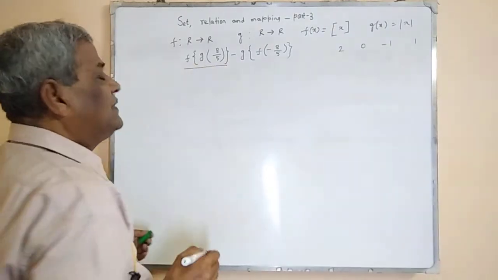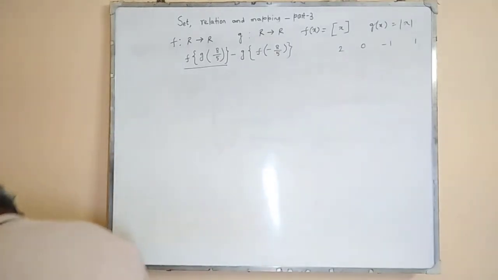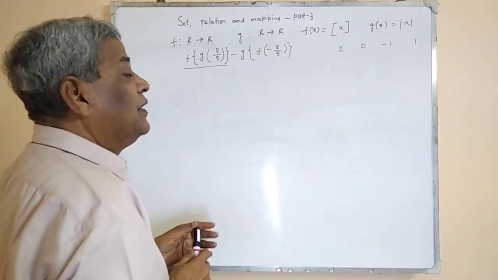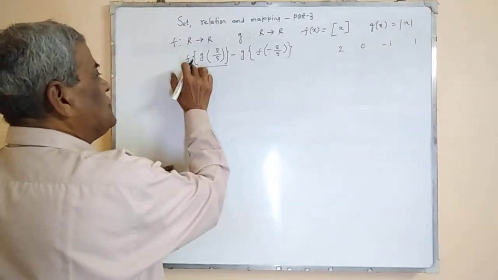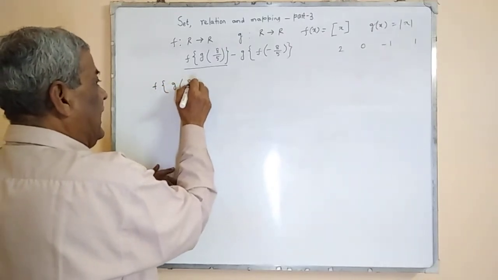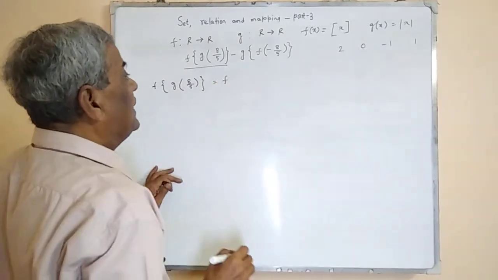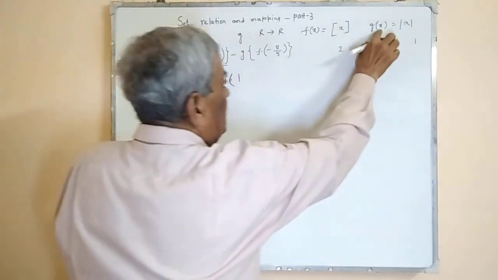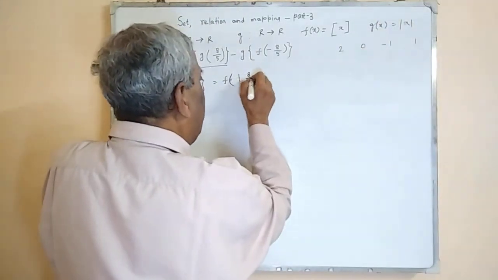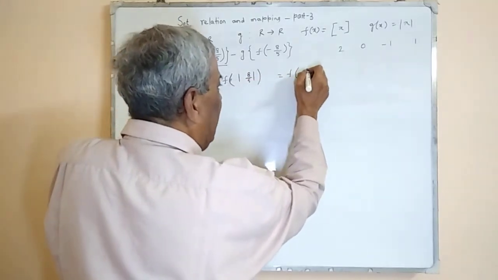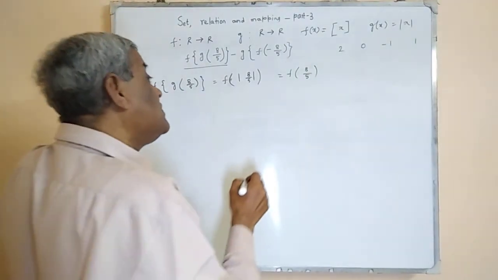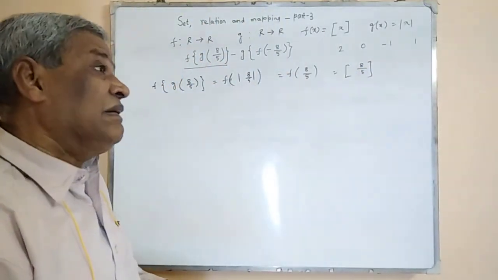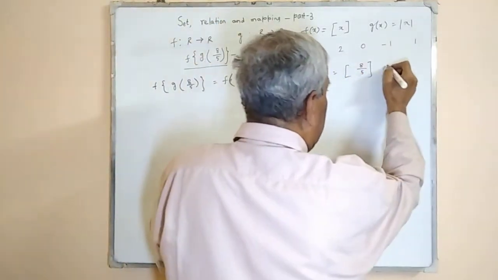Now, first of all, we calculate this. This is also a very, very simple problem. Basic concept of the modulus function and integral part function. So first of all, this part, f of g of 8 by 5 is equal to f of mod 8 by 5, since g(x) is mod x. So f of 8 by 5, f means box of 8 by 5. So the integral part of 8 by 5 is positive, it is 1 point something, so this is simply equal to 1.